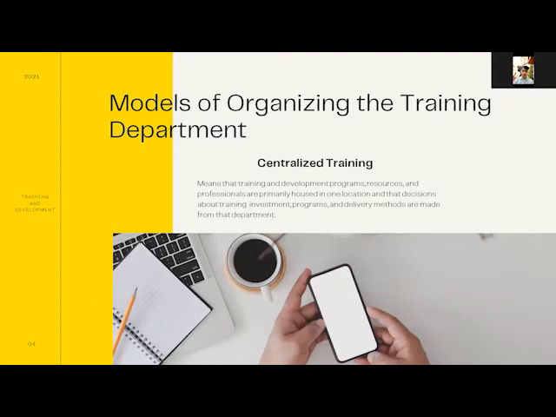So here we can see centralized training means that training and development programs, resources, and professionals are primarily housed in one location, and that decisions about training, investment, programs, and delivery methods are made from that department. From the word itself, it means centralized. All the resources, all the ideas, all the programs come from one center. Or in a business, it comes from a specific department that disseminates program resources and every other little thing that's needed inside the business to all of its people.